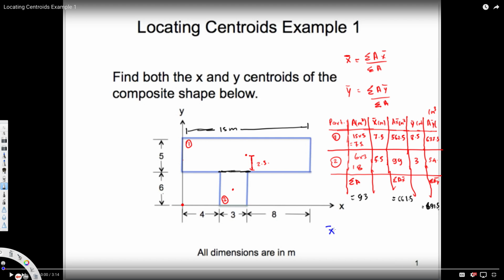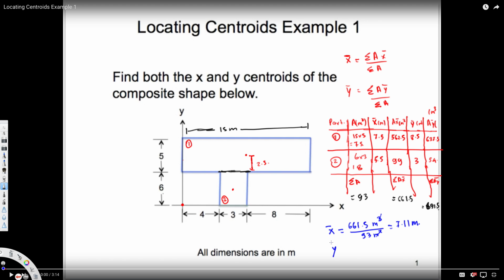So for x bar, it is sigma Ax over sigma A. Sigma Ax we calculated here already. It's 661.5, and the unit is going to be meter cube, since this is multiplication of area and the distance. It's divided by the total area, so the total area is 93, and this is meter square. If I divide both of them together, I will get 7.11, because the meter cube and the meter square cancel each other and we are left with meter. So 7.11 meter is my answer for x bar.